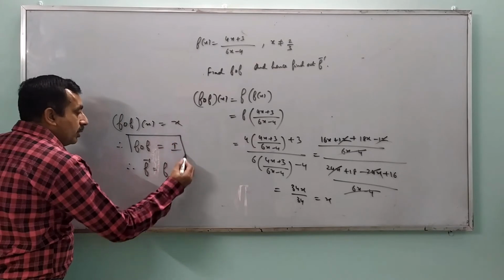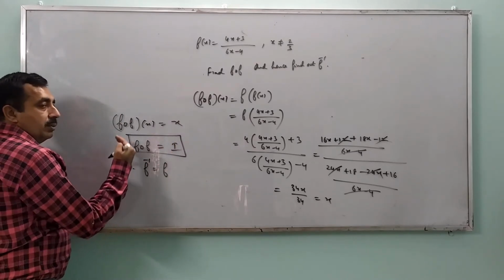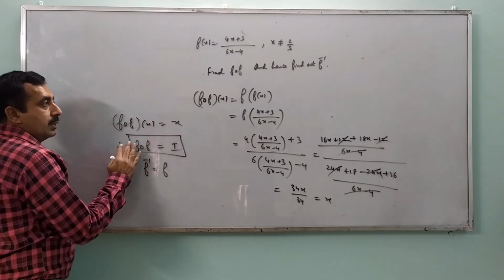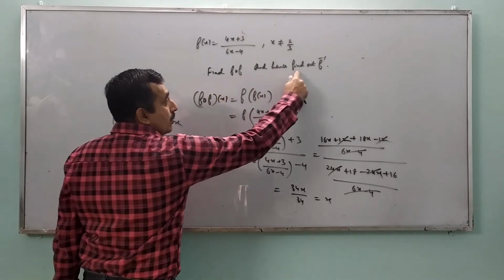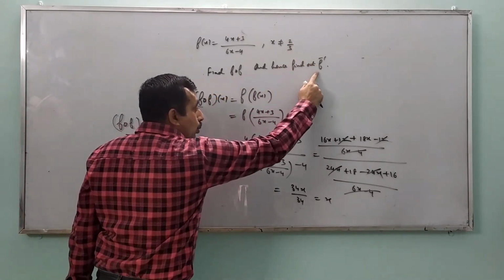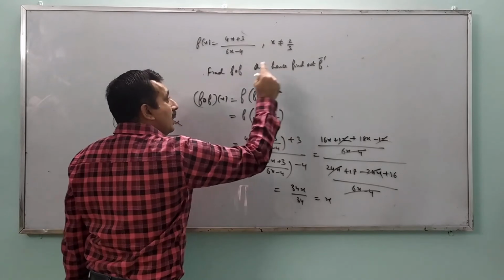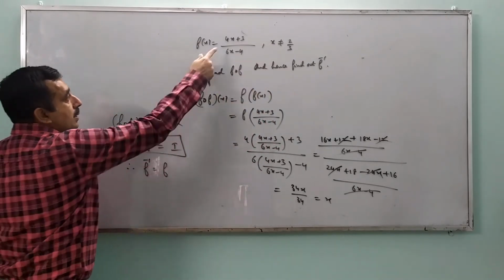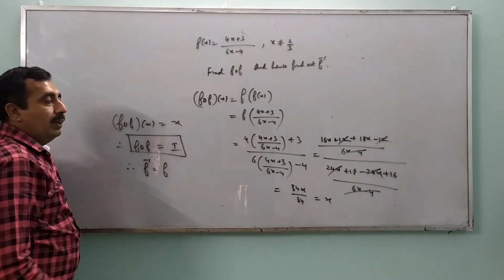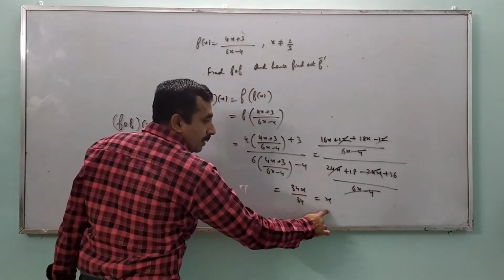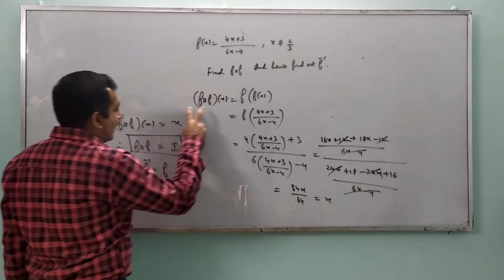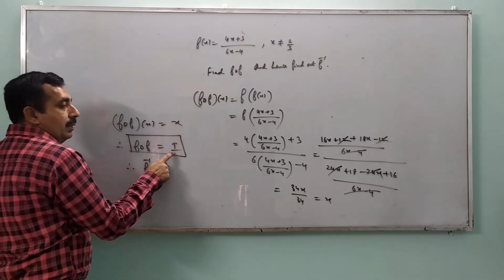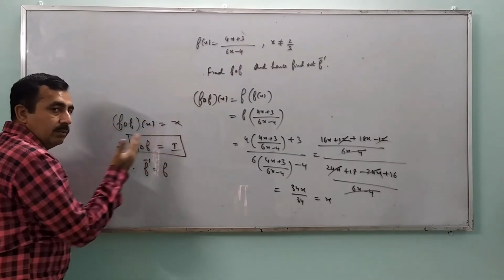If the composite function is I, then the first function's inverse is the second and the second function's inverse is the first. The question is to find this and hence find this, so you do not need to prove it separately. Directly from here you can write f inverse is f. When the composite function is x, it means it is I, and when it is I, f inverse is f.